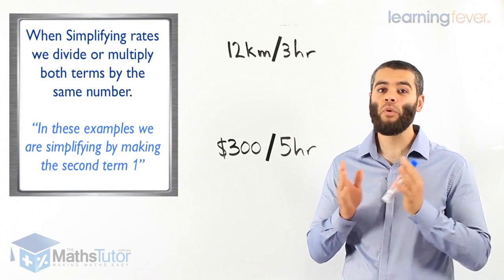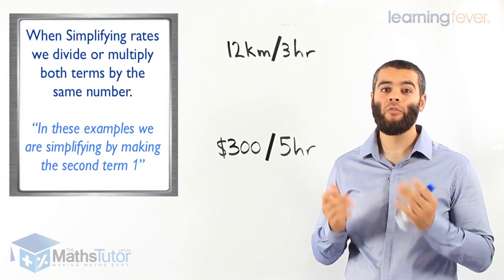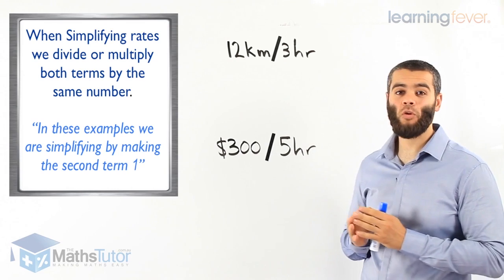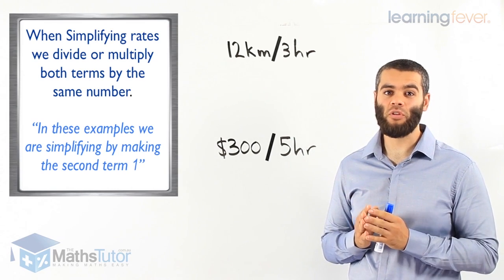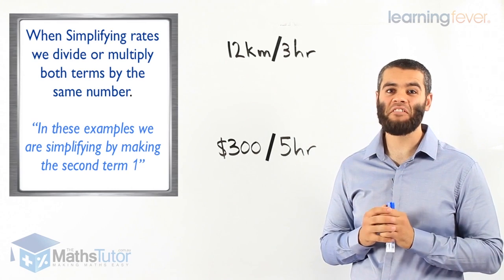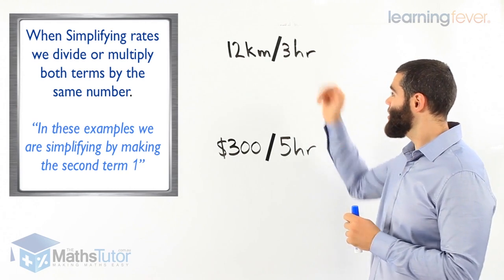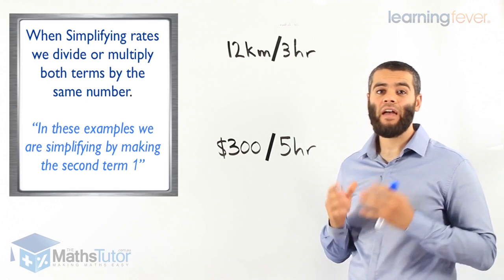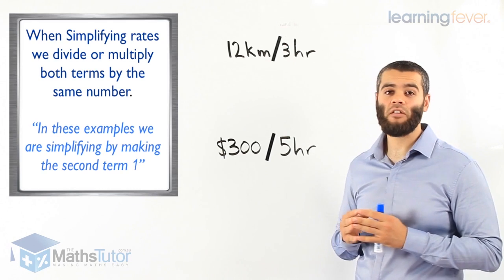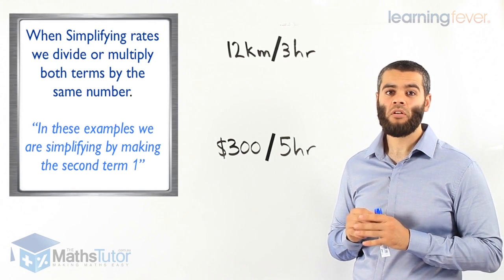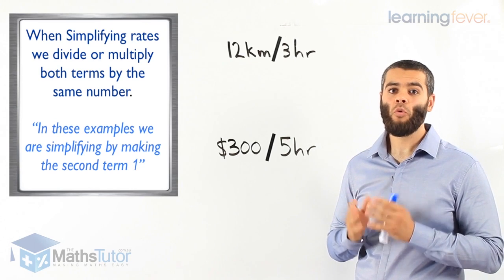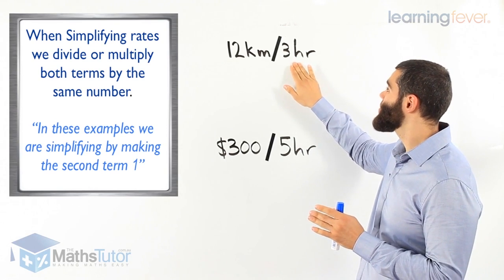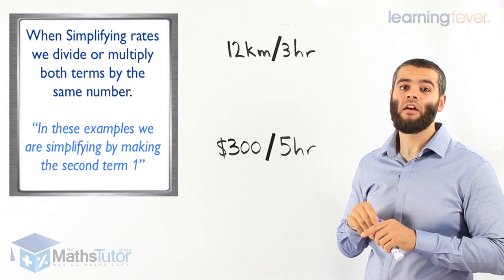Just like ratios, we can also simplify rates. Remember, rates is a comparison of unlike quantities. We are comparing two different units. Let's do some examples on how we can simplify rates. The first example says 12 kilometers for 3 hours. So maybe someone is cycling and they are traveling 12 kilometers in 3 hours. We would like to know and simplify that to the smallest unit. When we are simplifying to the smallest unit, it's best always to make the second unit 1. How do we do that?